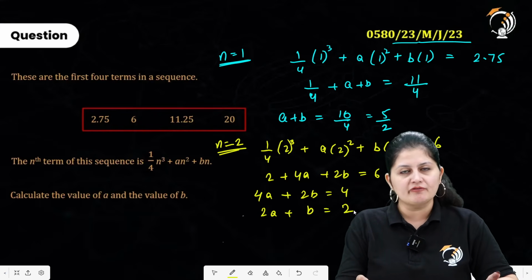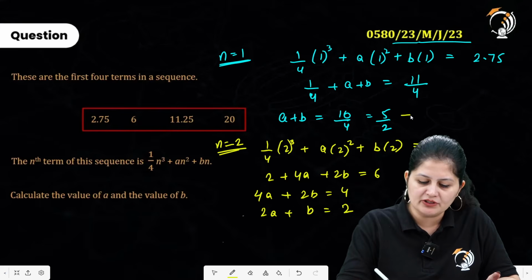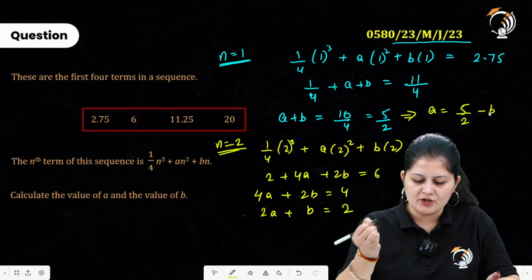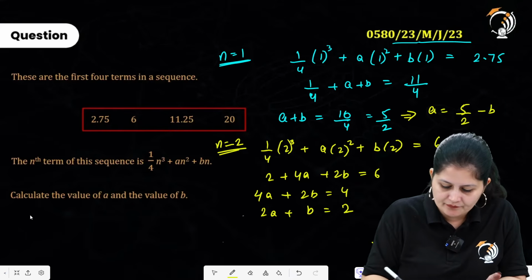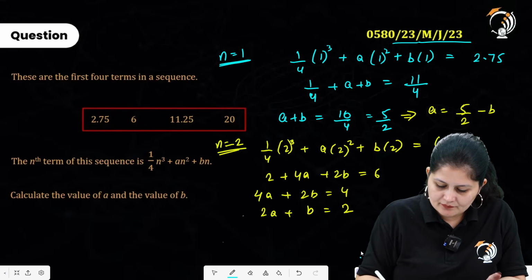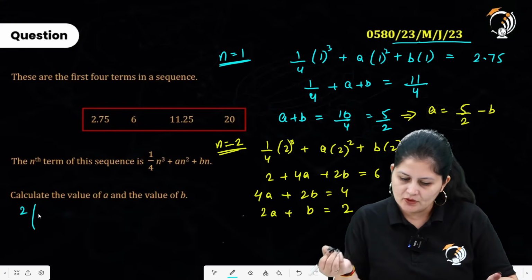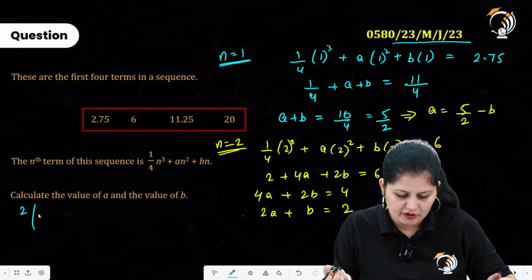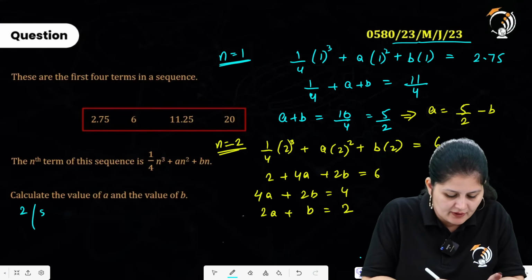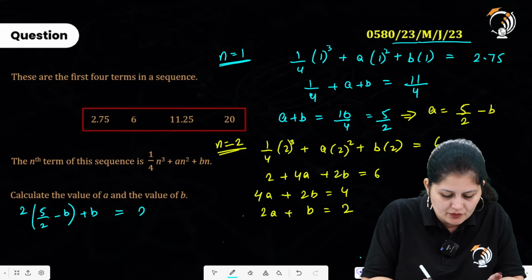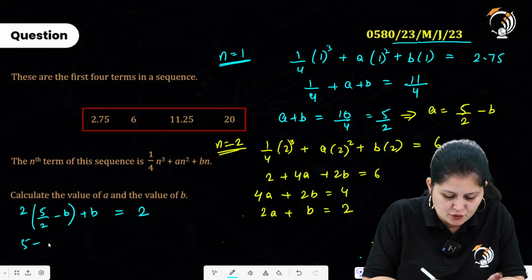So let's substitute the values now. From here we can get the value of a is equal to 5 over 2 minus b. So I'm just going to substitute the value here. This is going to be 2 multiplied with what we have here as the value of a, 5 over 2 minus b, plus b is equal to 2, right? So this is going to be 5 minus 2b plus b, that is minus b, is equal to 2, right?